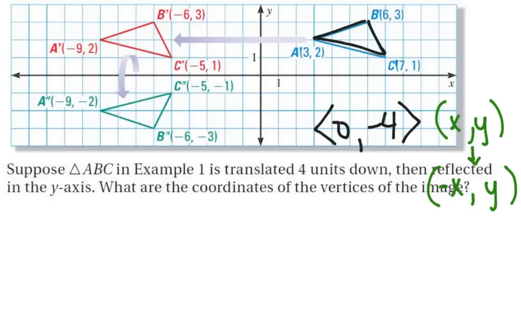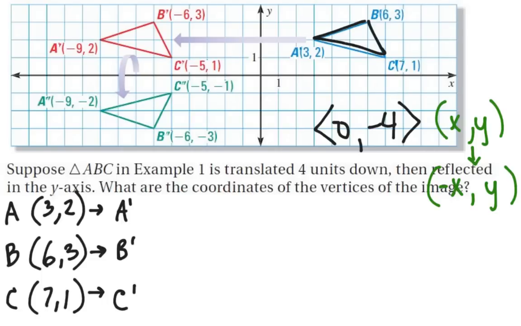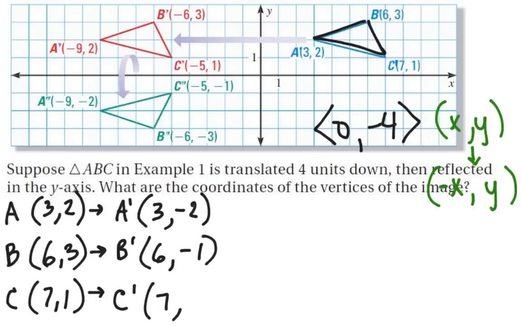Okay, so let's set up the table. Okay, so I've set up my table. My coordinates for A are there. They're (3, 2). Again, I need to apply the vector first for the translation. So that's going to be leave the x coordinate the same, so 3, and then go down 4 units from 2, so that would be -2. B prime is going to be at 6, and down 4 units from 3 would be -1. C prime is going to be 7, and then down 4 units from 1 would be -3.